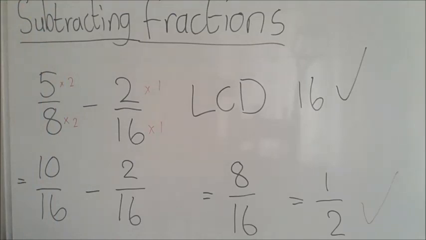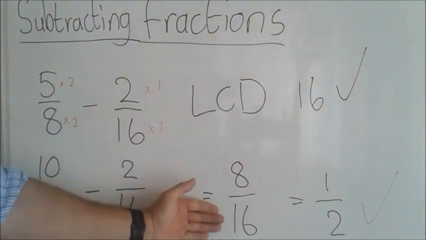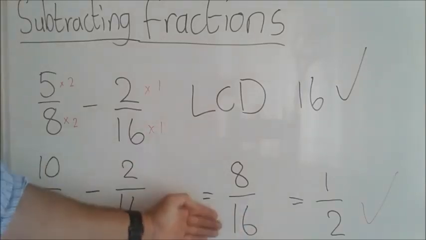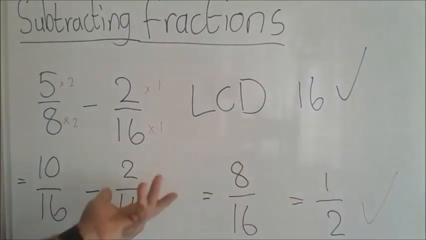But guys, this is very logical because 8 16ths, or if I had 16 people in the class and 8 of them sat on one side of the class, that's half the people. So 8 16ths is 1/2. Okay, you got it.